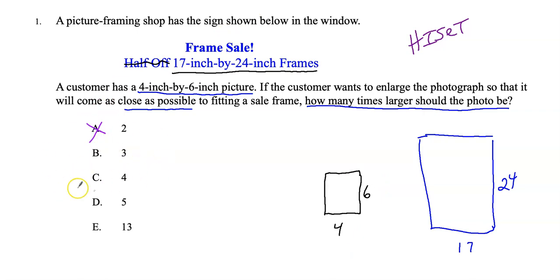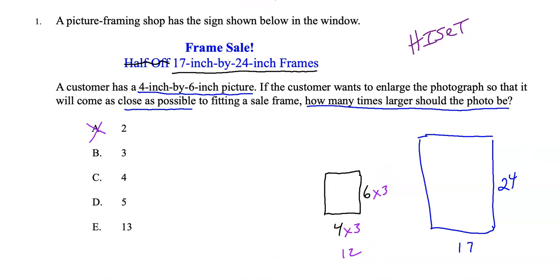Let's try B. 3 times larger. Let's see, times 3, times 3. Let's start down here. 4 times 3 is 12. 6 times 3 is 18. So now it's 12 by 18, and this is 17 by 24. It's getting closer. I'll leave B in there, but it still seems not quite right.